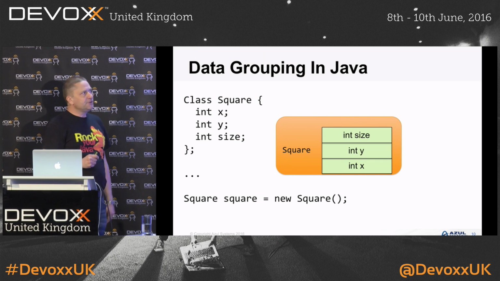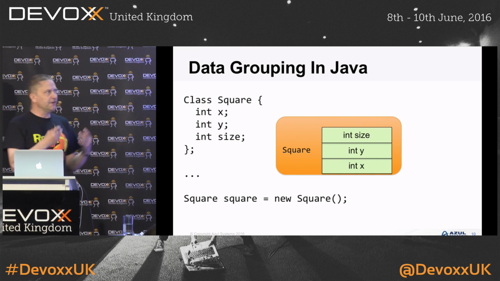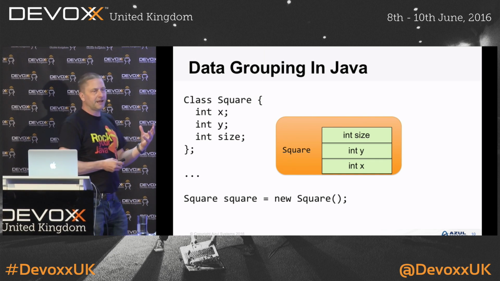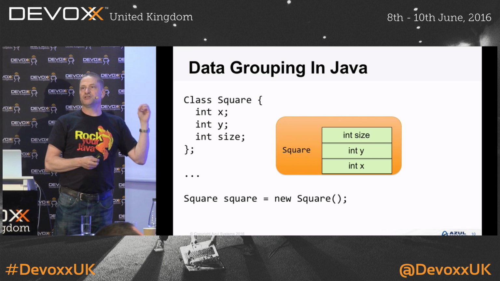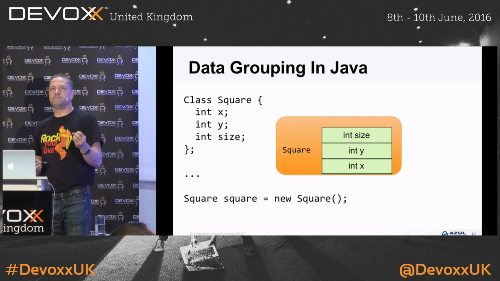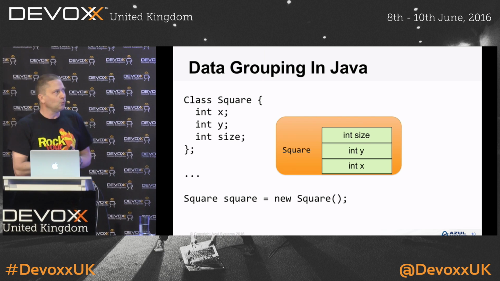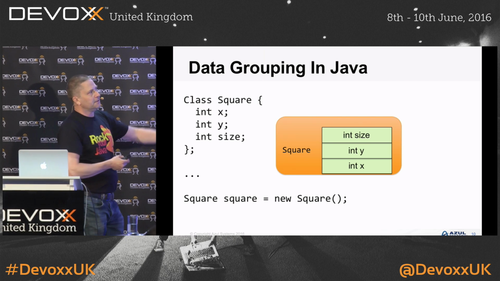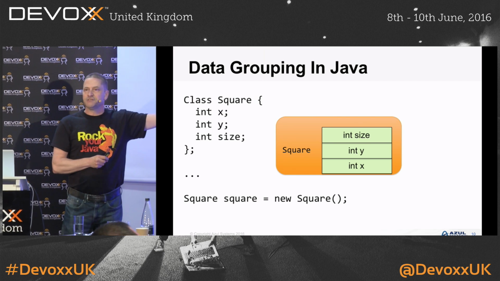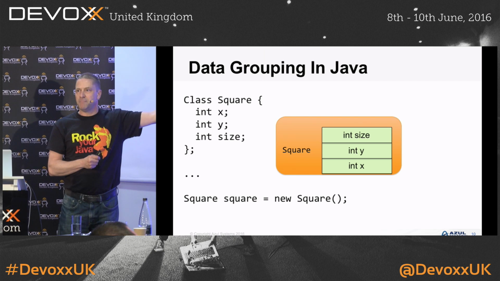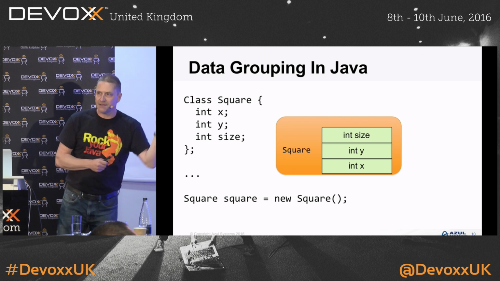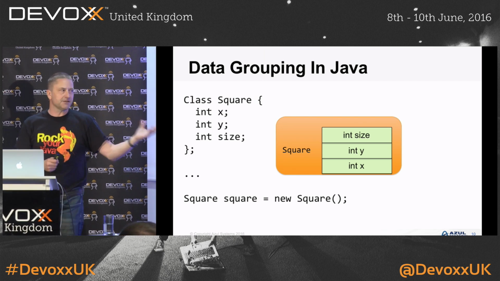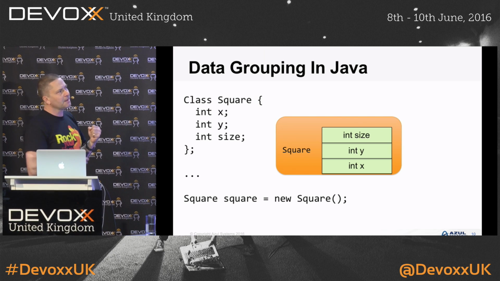So let's look at how we do that in Java. Same thing that we want to do. So this time we want to have a square, but rather than being a struct, we're going to call it a class. So we're going to create an object which is of type square. Again, the class encapsulates the data, so we have 3 ints, x, y, and size, same as we had before. And we can instantiate one of those and create a new square.